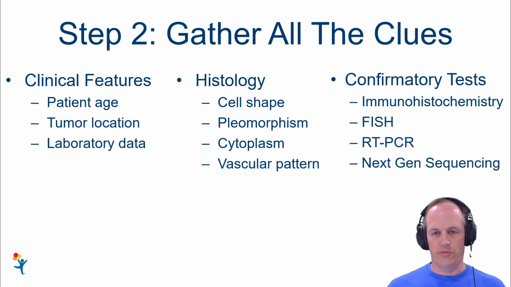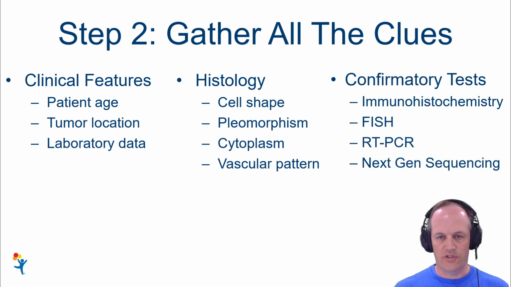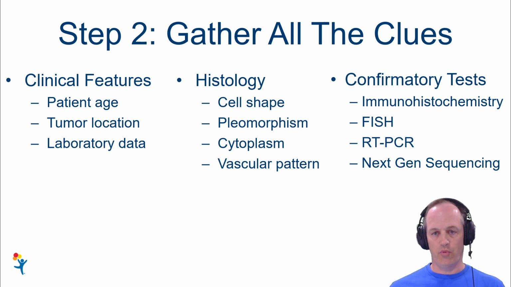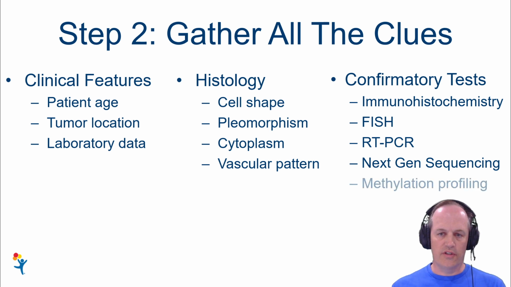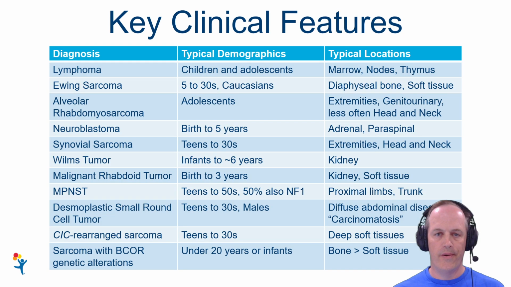And then lastly, confirmatory tests. Immunohistochemistry is a first line. But of course, you're going to see things like FISH and RT-PCR, and more recently, next-generation sequencing. And I think sometime in the future, you'll also see methylation profiling become an important piece of the puzzle for trying to figure out what some of these tumors are.